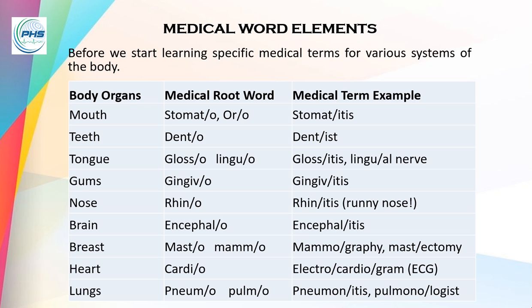Body organ lungs. The medical root word is pneum and pulm. The medical term examples are pneumonitis and pulmonologist. Pneumonitis is inflammation of the lungs, and suffix logist means specialist. So, pulmonologist is a specialist in the respiratory system and the ones who treat breathing related conditions.